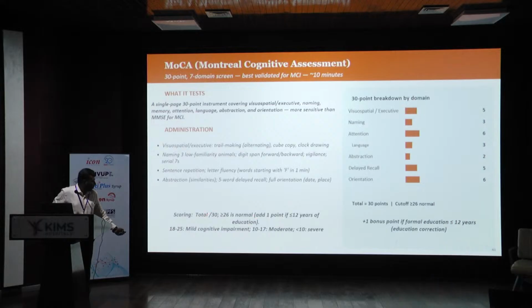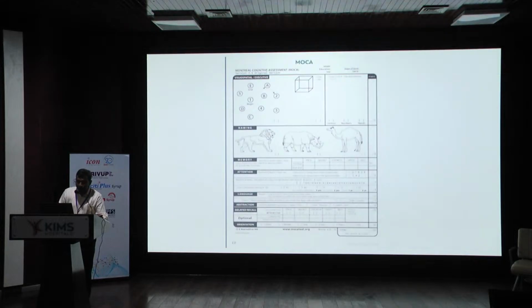More than 26 is normal. 18 to 25 is mild cognitive impairment. 10 to 17 is moderate. Less than 10 is severe. So it includes your visuospatial, naming, attention and language. Overall, it covers most of the cognitive domains.